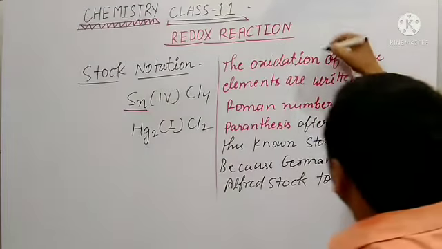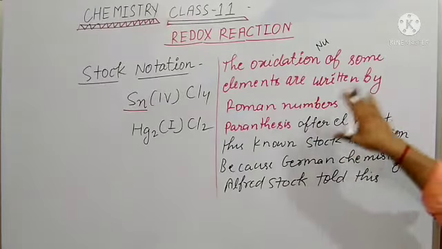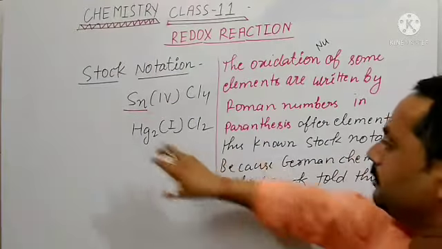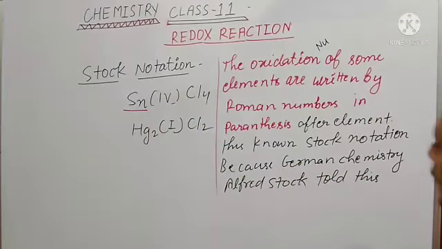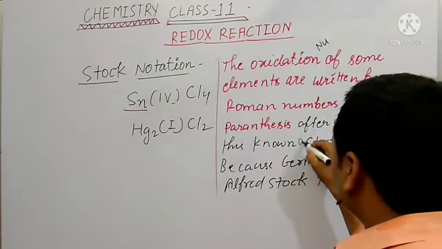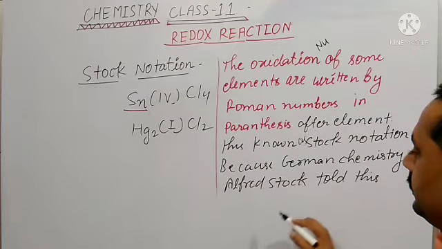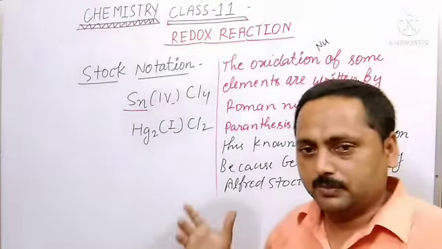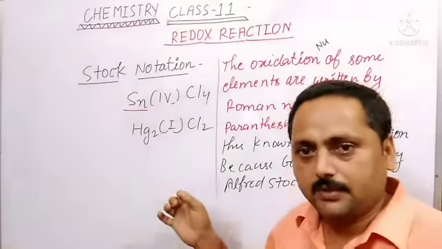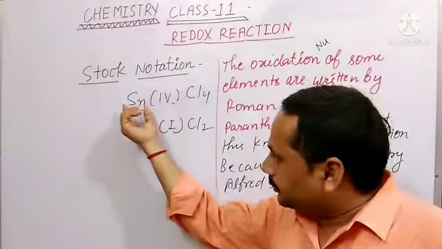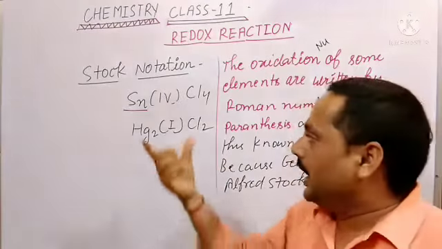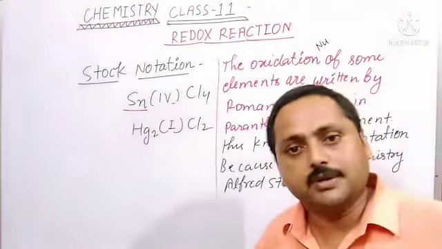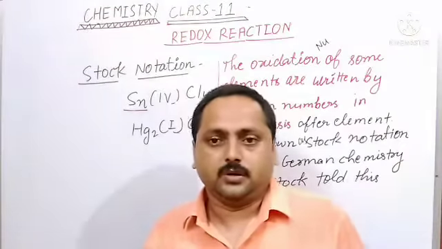The oxidation number of some elements is written in Roman numerals in parentheses after the element. This is known as Stock notation, because the German scientist Alfred Stock told this. Okay, so we got the point. Some students may be confused, so I would like to clear it here. Stock notation is when the oxidation state of an element, mostly metals, is written in Roman numerals in parentheses after the metal. It was given by the German chemist Stock.